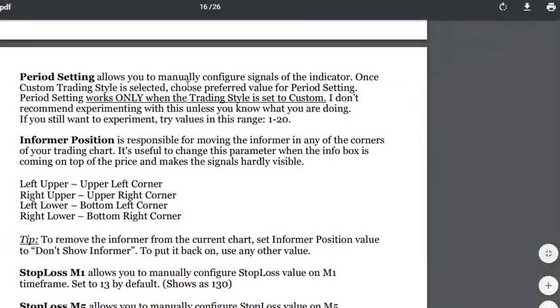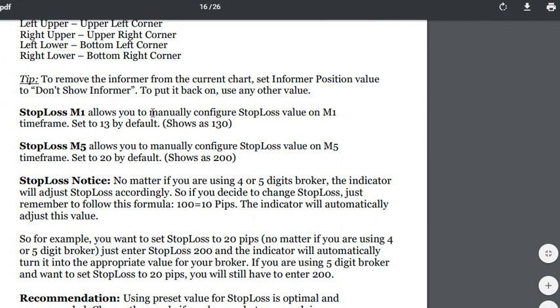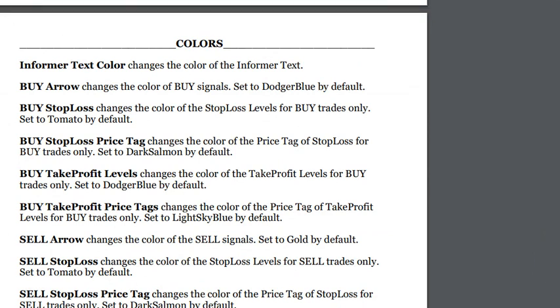Position sizing, period setting. I'm going to ignore that stuff. Just move stuff around. This is where you can just set your defaults. Anyways, enough of this. Let's take a look at the chart here.